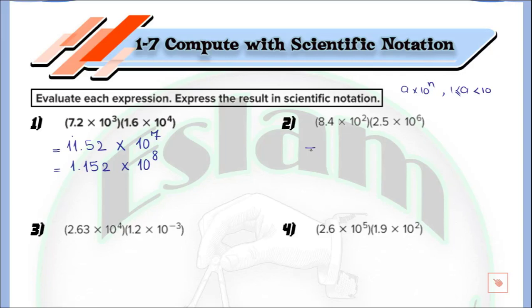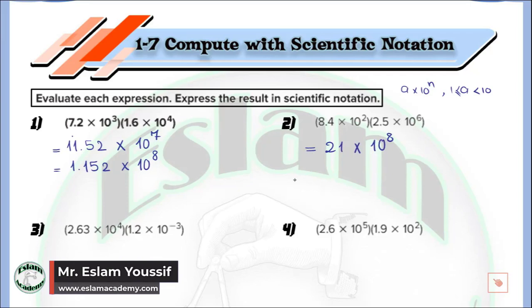You will find the same in question number 2: 8.4 times 10 to the power 2 multiplied by 2.5 times 10 to the power 6. We will just multiply the two numbers together. 8.4 times 2.5, the answer now will be equal to 21 times 10 to the power 2 times 10 to the power 6. We just write 10 and add the powers, so it will be 8.